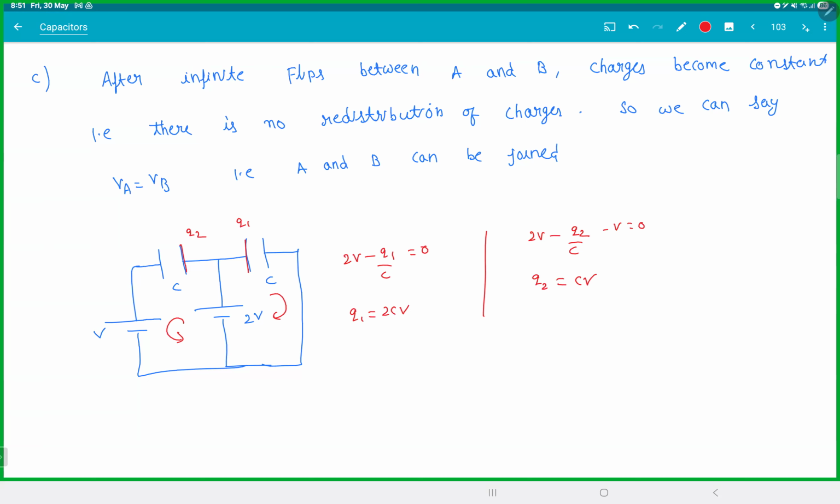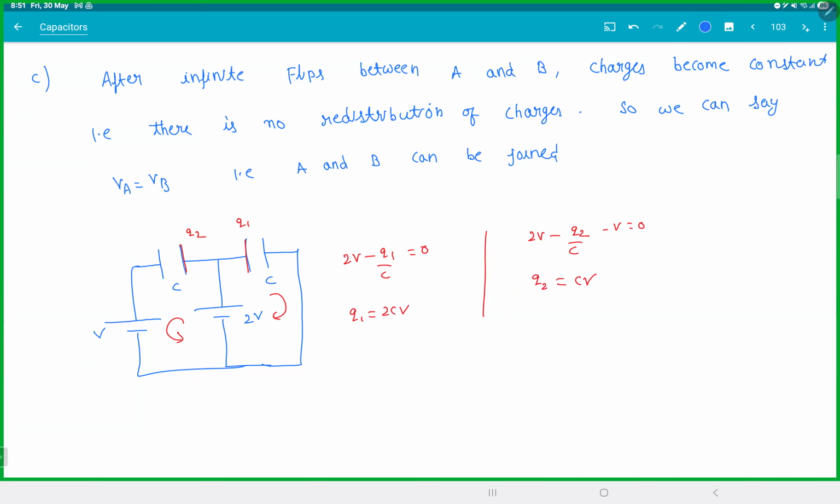Is that making sense? Because if the potential had not been the same, the charges would have continuously kept on redistributing. The switch could not figure out who is A and who is B. That is the meaning of it. The switch didn't care whether you keep it at A or B, the answers will remain the same. Clear with this question, everyone?